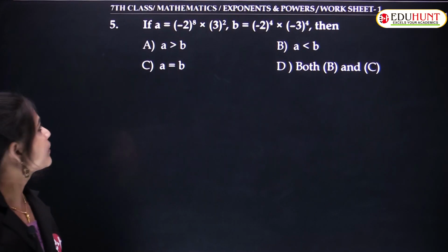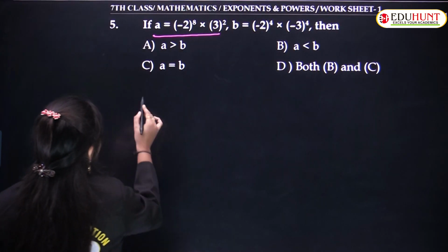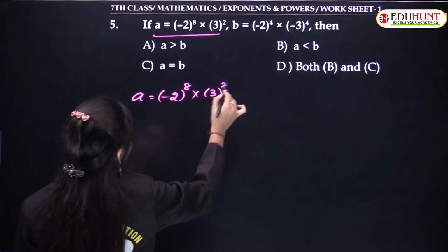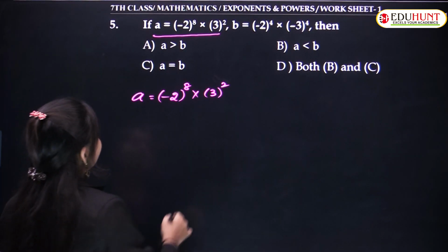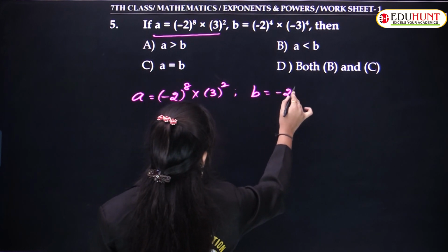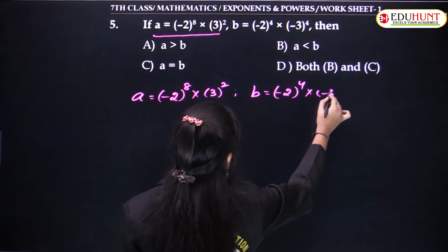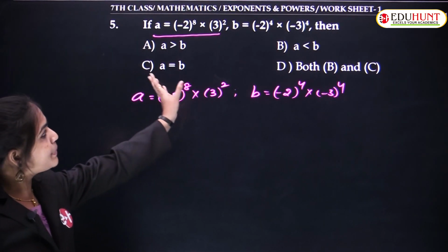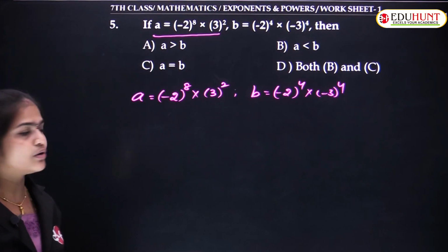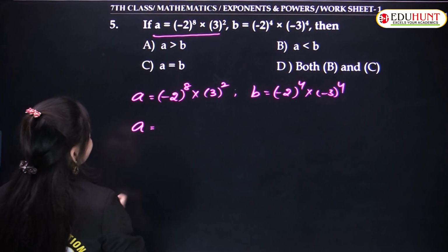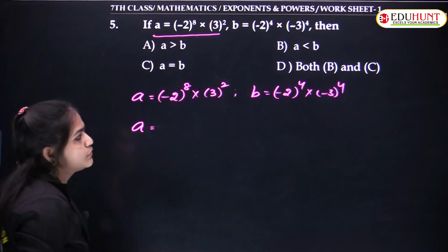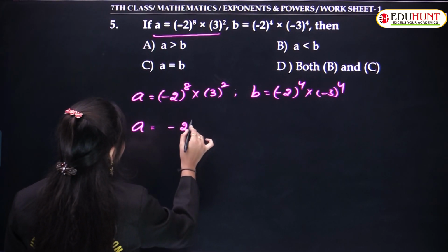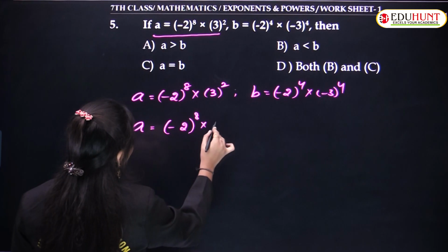Next, question number 5. If A is equal to minus 2 power 8 into 3 power 2, and in the same way they have given that B is equal to minus 2 power 4 into minus 3 power 4. We just have to compare those two exponential forms. Now see that A is equal to minus 2 power 8 into 3 square.